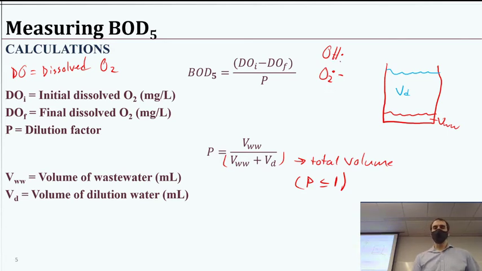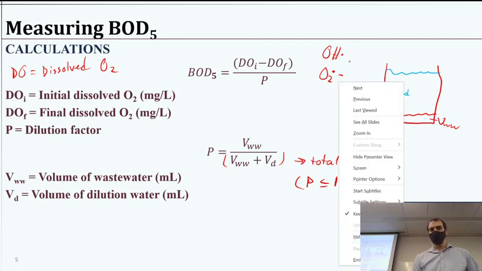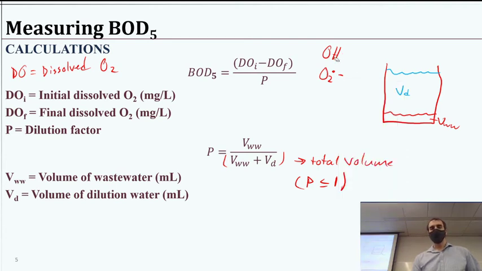If we have hydrogen peroxide, that would certainly act as an oxygen source, and it would also be reacting with some of the organics. So hydrogen peroxide, we don't expect it to be in the solution, but if it was, we'd probably have to account for that. It's a good question.